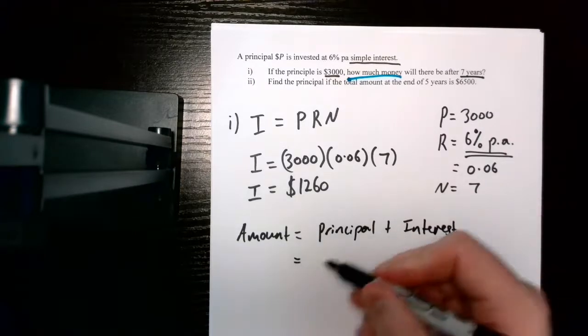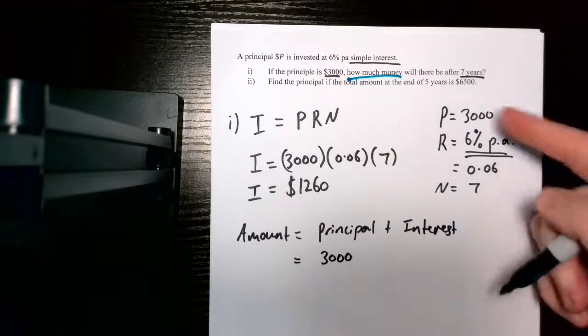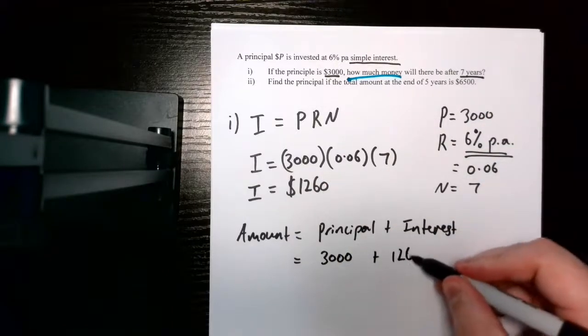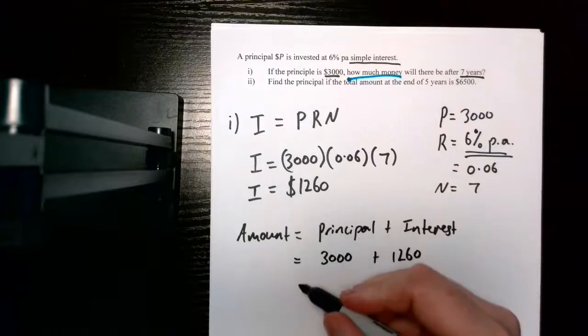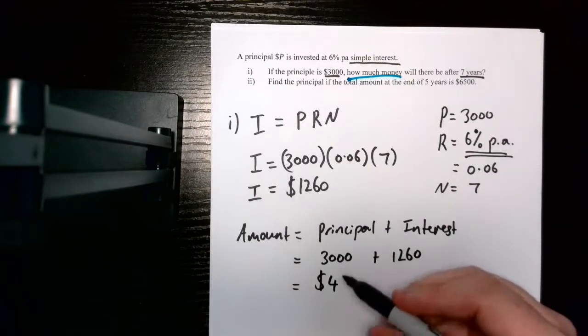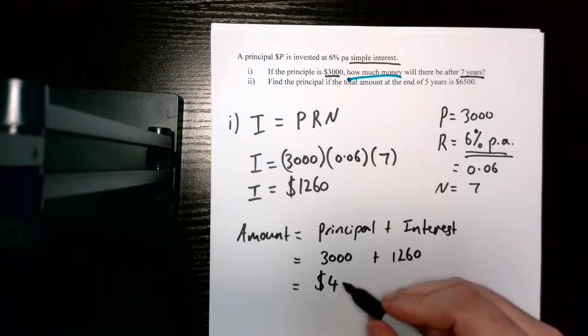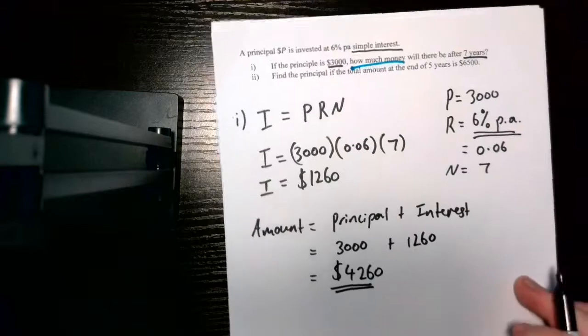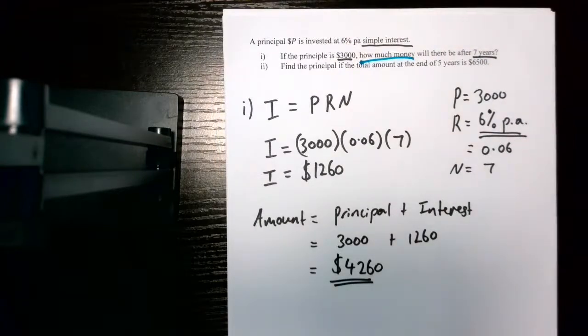Which is equal to 3,000 for your principal, plus your interest, which we've just found, which is 1,260. So the total amount at the end of the time period that the money is in the account is $4,260. So that's the answer to part 1. Now let's have a look at part 2.